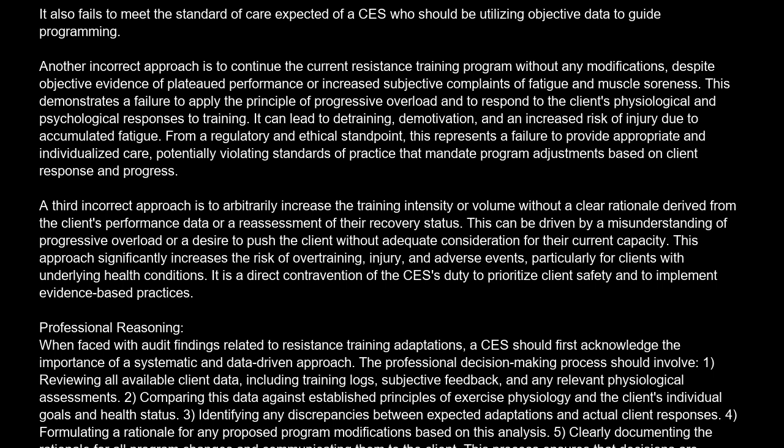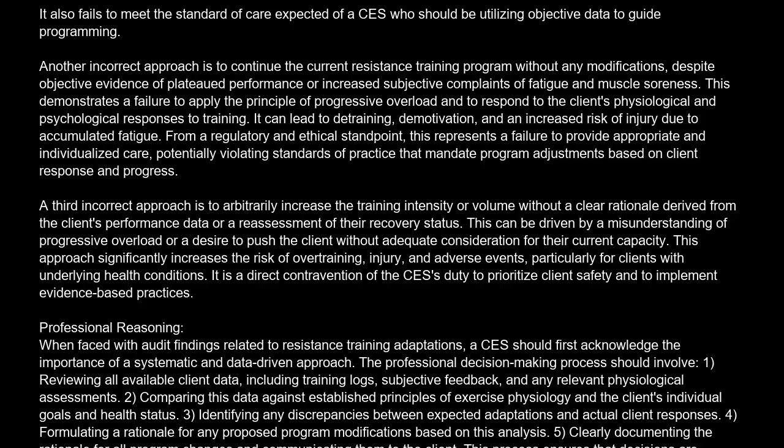From a regulatory and ethical standpoint, this represents a failure to provide appropriate and individualized care, potentially violating standards of practice that mandate program adjustments based on client response and progress. A third incorrect approach is to arbitrarily increase the training intensity or volume without a clear rationale derived from the client's performance data or a reassessment of their recovery status.